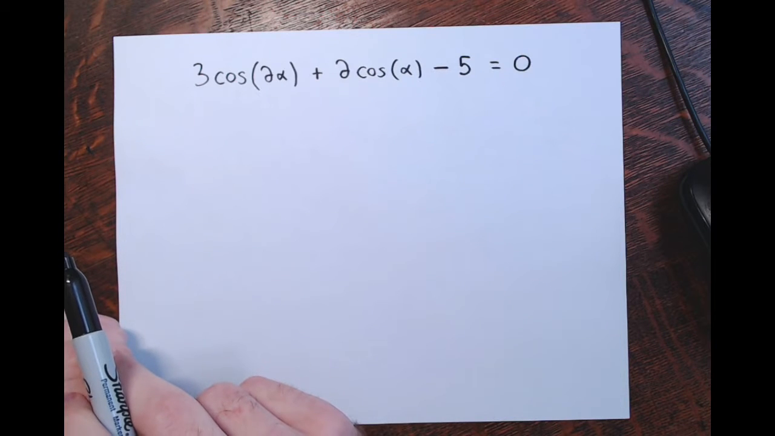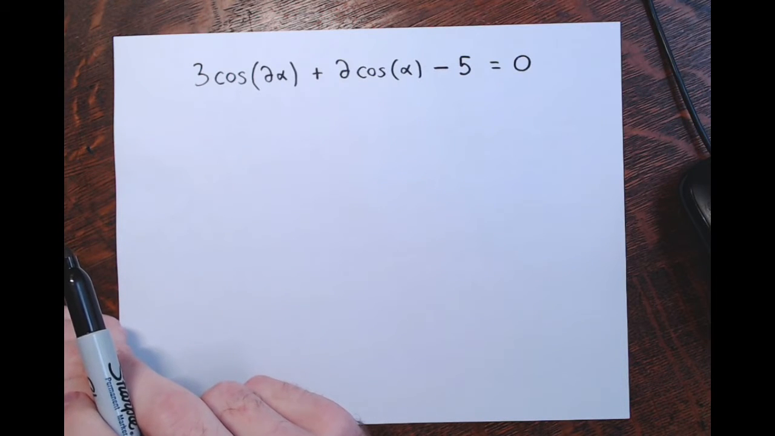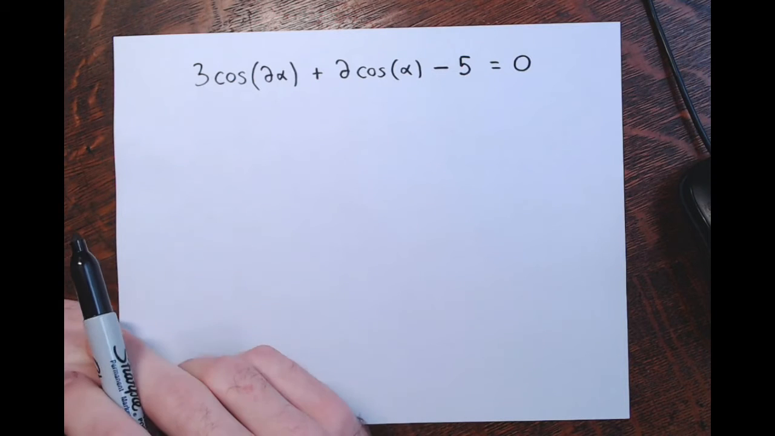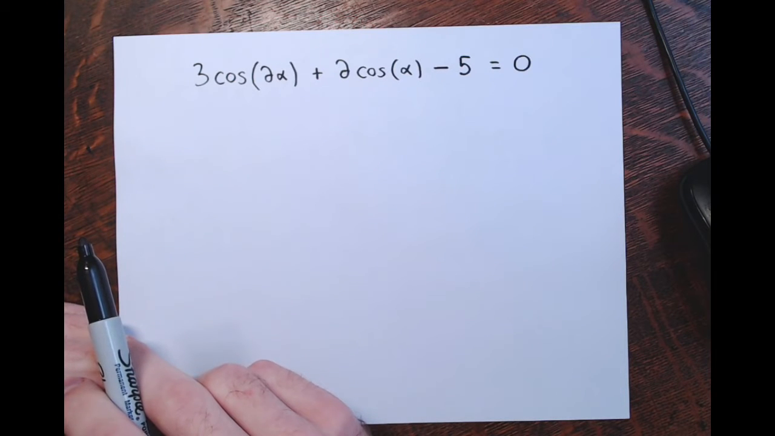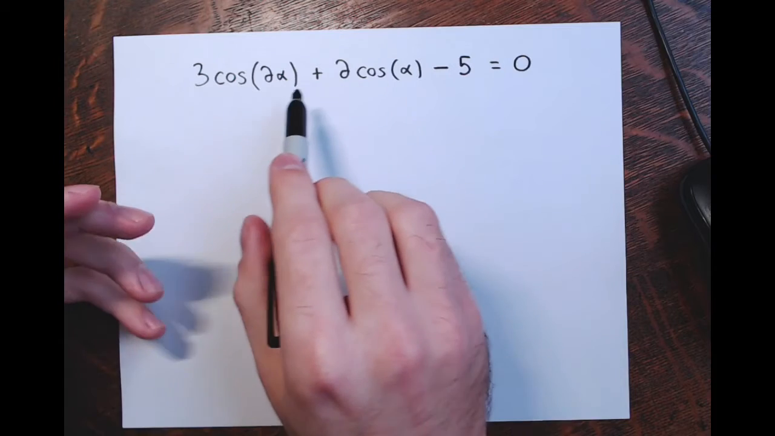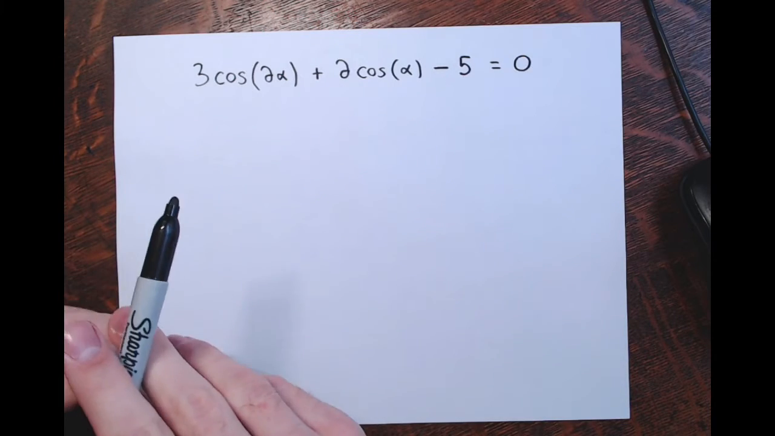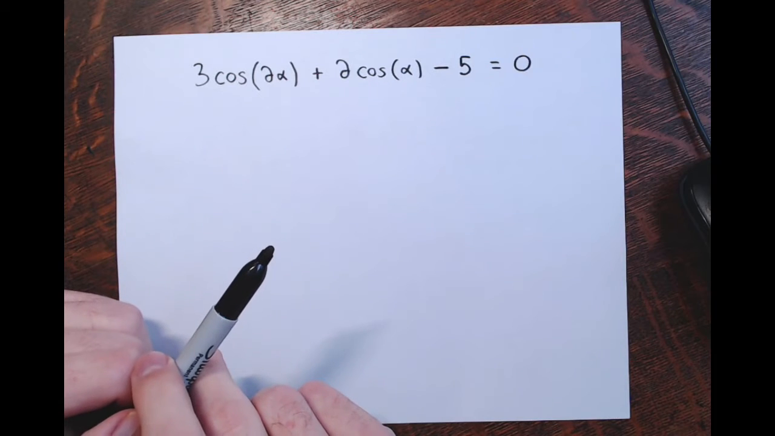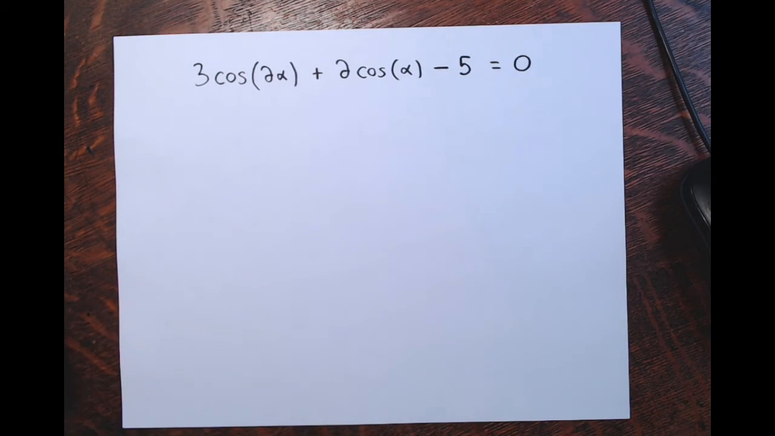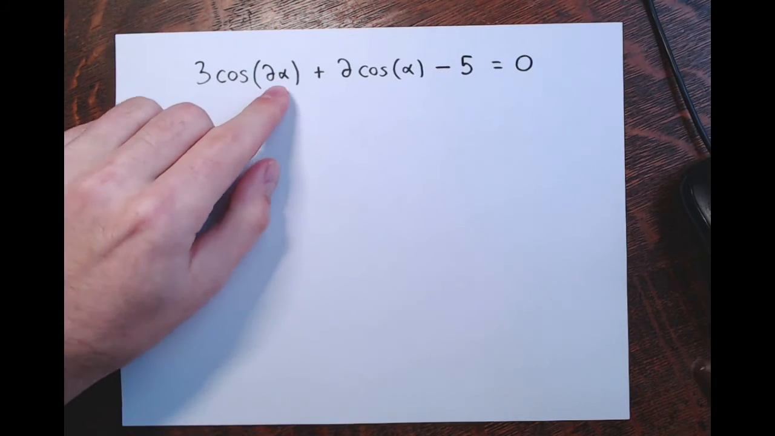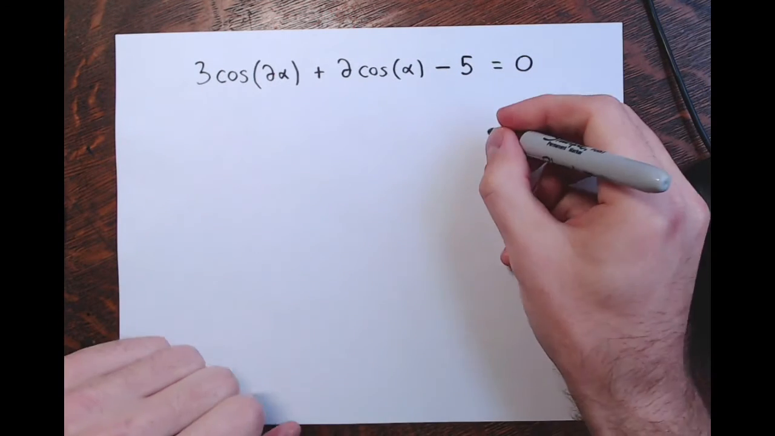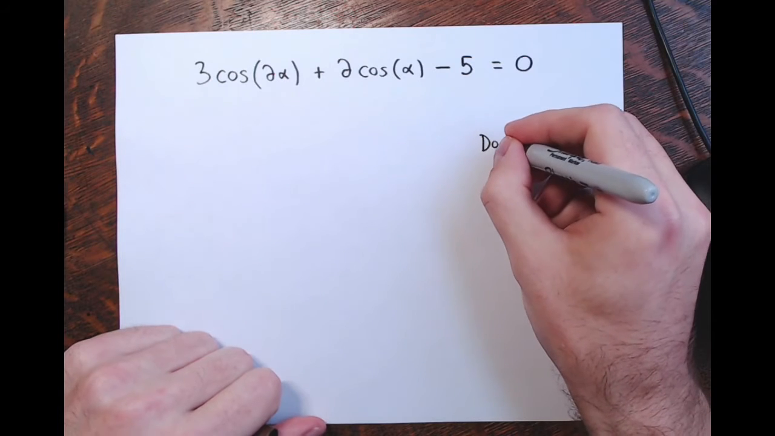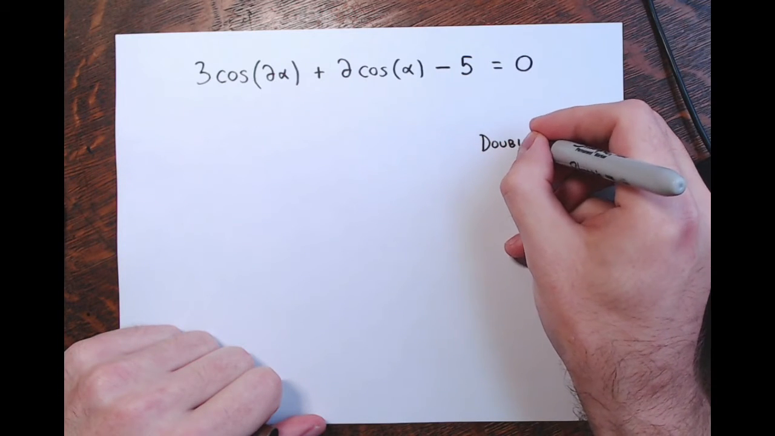So what I would like to do is use an identity that I know to rewrite this so that every trig function has the same angle in it. That would be actually really nice. I'd prefer that. So what I'm going to use here, this is the cosine of 2 alpha, I'm going to use one of those double angle identities, one of the double angle formulas.